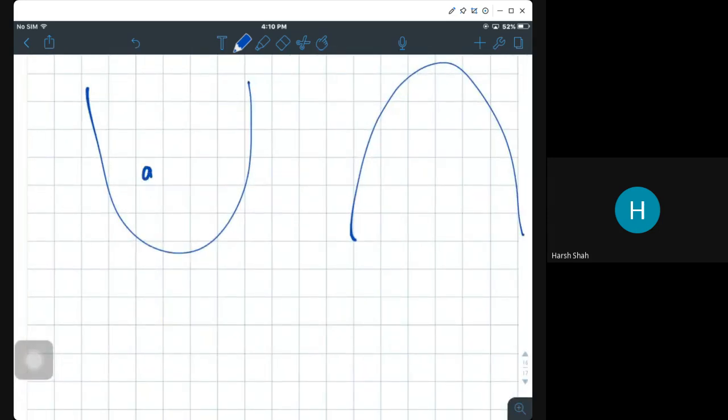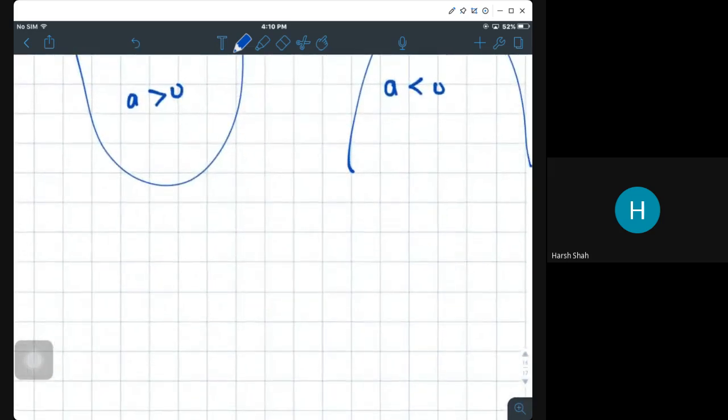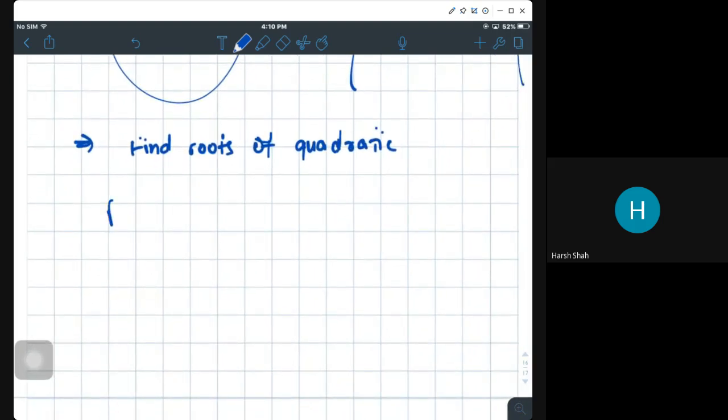Now the upward opening parabola occurs when a is greater than 0. That means this term is positive, and downward opening parabola occurs when a is less than 0. That means the term is negative. Right? Now there is finding roots of this equation. Finding roots of quadratic. How do we do that? First we equate the function to 0. That means ax squared plus bx plus c equal to 0.